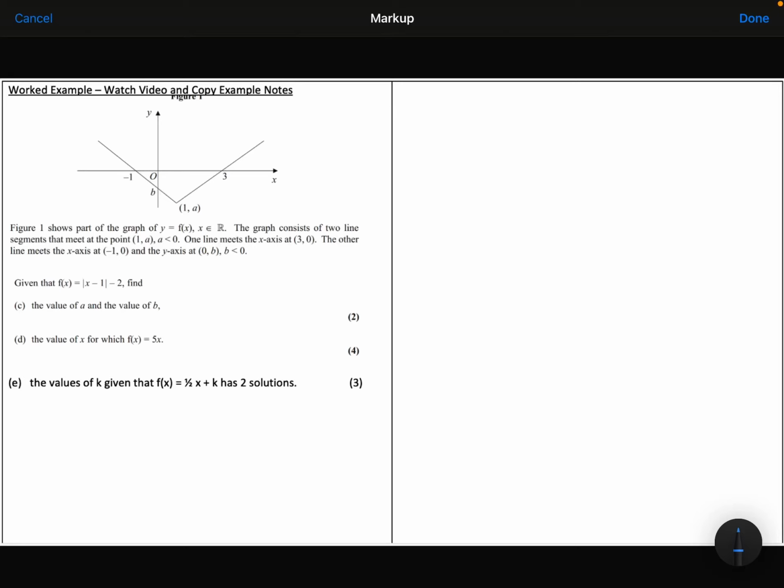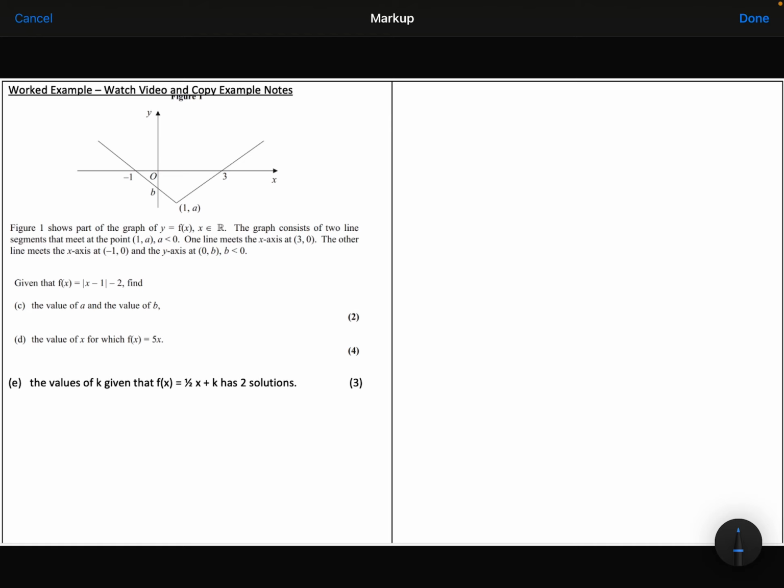Figure 1 shows part of the graph y equals f of x, where x is a real number. The graph consists of two line segments which meet at the point (1, a), where a is less than 0. One line meets the x-axis at (3, 0), the other meets the x-axis at the point (-1, 0), and the y-axis at (0, b), where b is less than 0. Given that f of x is equal to the modulus of x minus 1, minus 2, find the value of a and the value of b.